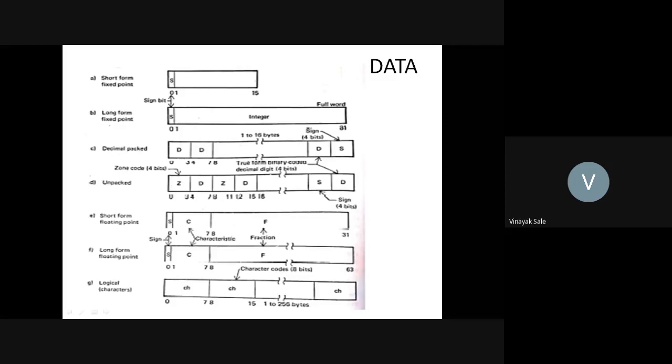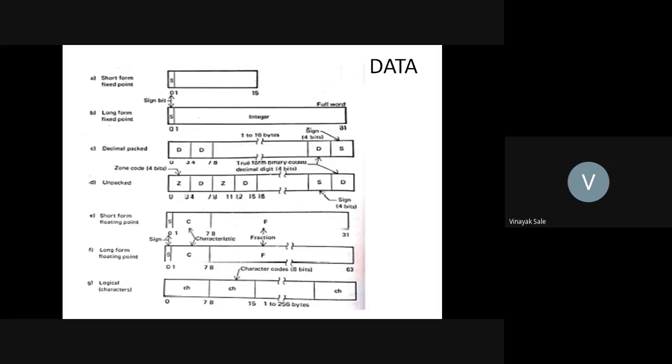Okay, this is a figure of data. या फिगर मध्ये टोटल 7 फिगर आहेत. वेगवेगळे डेटा फॉर्मॅट्स आहेत. फर्स्ट पहिली ए फिगर आहे, शॉर्ट फॉर्म फिक्स्ड पॉइंट which is 16 bit.